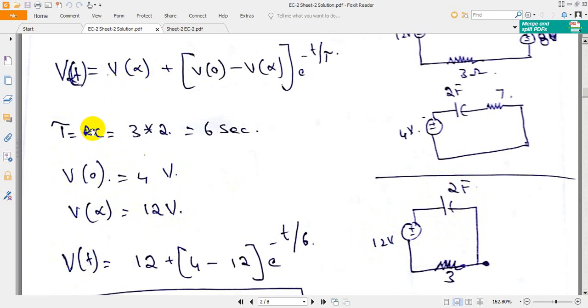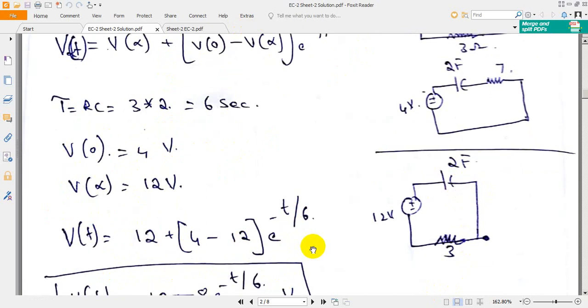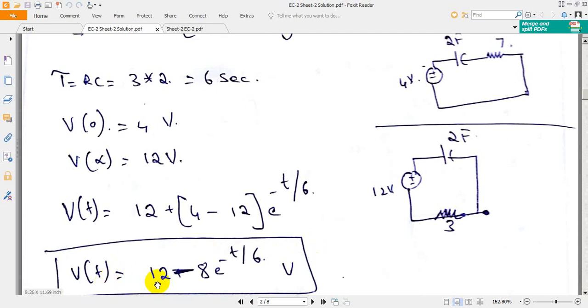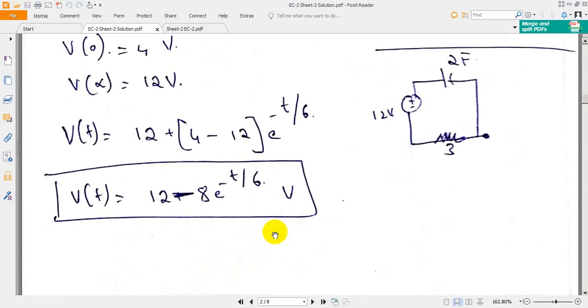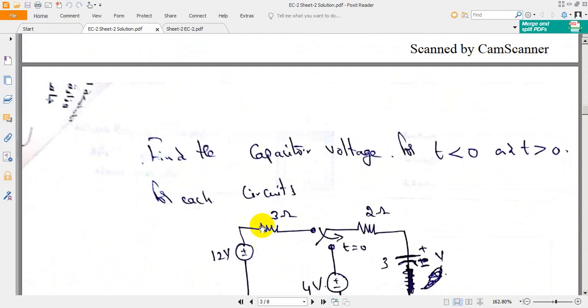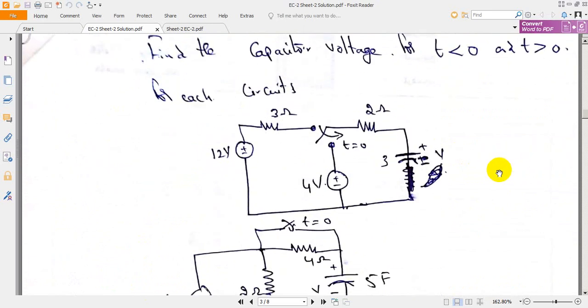For V of t, if you substitute, tau is equal to RC, where the R value is 3 and the C value is 2 F. You will get tau is equal to 3 into 2, 6 seconds. If you substitute all these values in this equation, you will get V of t is equal to 12 plus (4 minus 12) e power minus t by 6. Just substitution now. From this you will get 12 minus 8 e power minus t by 6 volts. Coming to the second question, find the capacitor voltage for t less than 0 and t greater than 0 for each circuit.